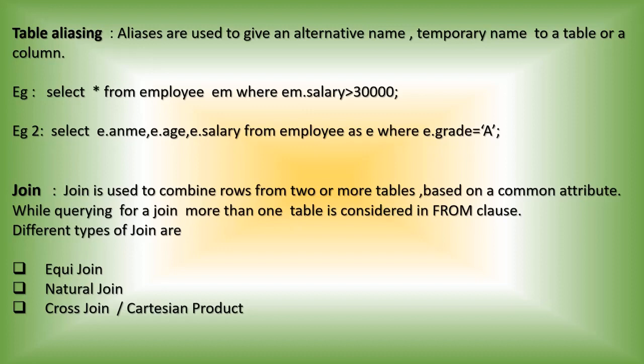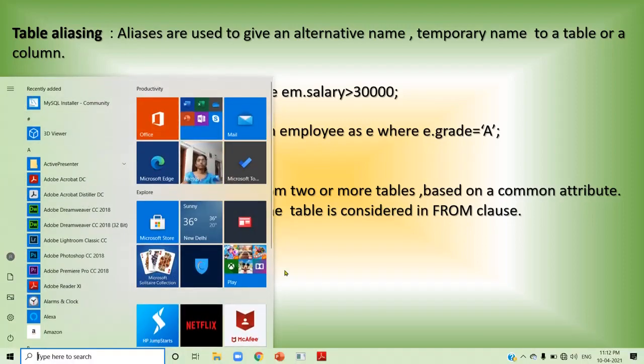Before going to the join topic, first I will explain what is table aliasing. Table aliasing means an alternative name of a table. An alternative or temporary name given to a table is known as aliasing. I'll give you one example.